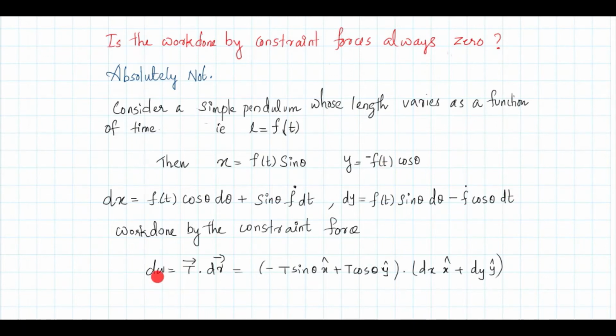Now the work done by the constraint force. Dw is T dot dr. T we already have: minus T sin theta x cap plus T cos theta y cap. No change for that. The only change is that the pendulum has a varying length. That is the only change. Tension is the same, but displacement is different. You have to substitute for dx and dy these values.